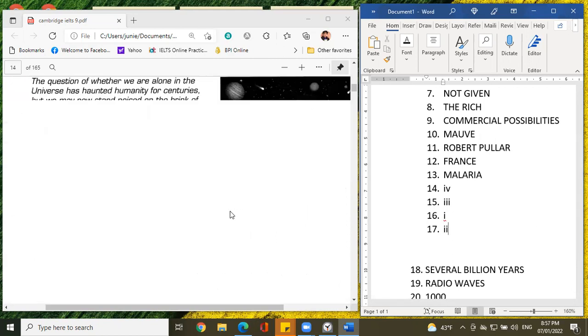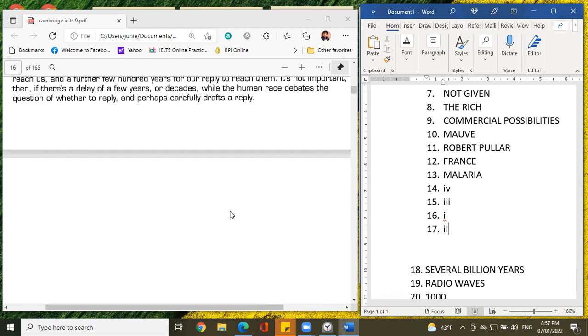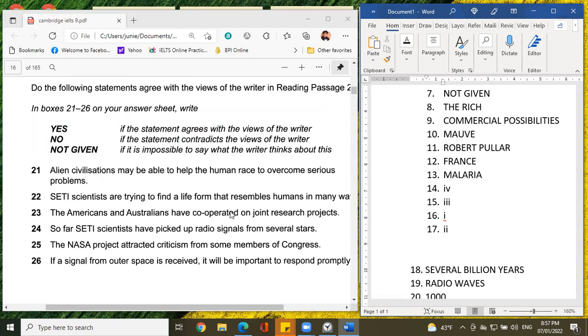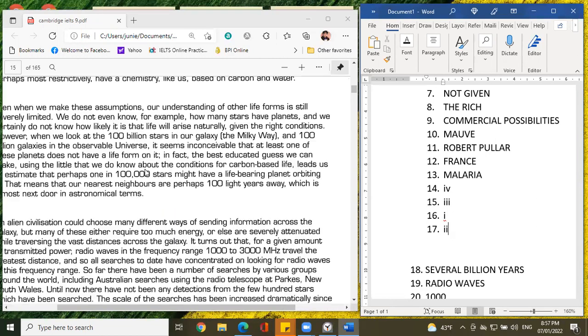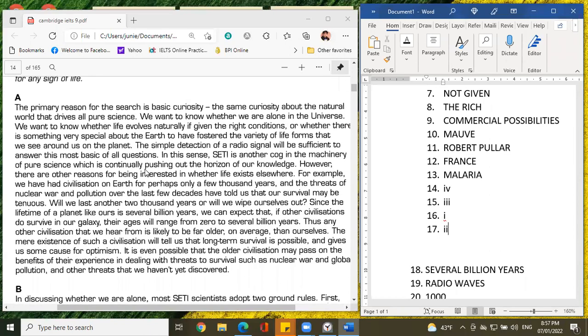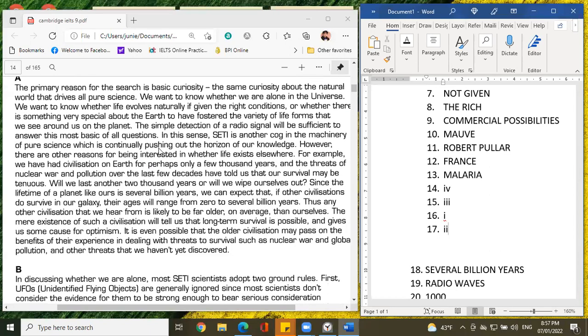Okay. Murder na natin tong true false not given. Patay ka, man. Papatayin ka na, man. Alien civilizations may be able to help the human race to overcome serious problems. Nandito yun, guys, eh. Nasa A. Ayun, oh.